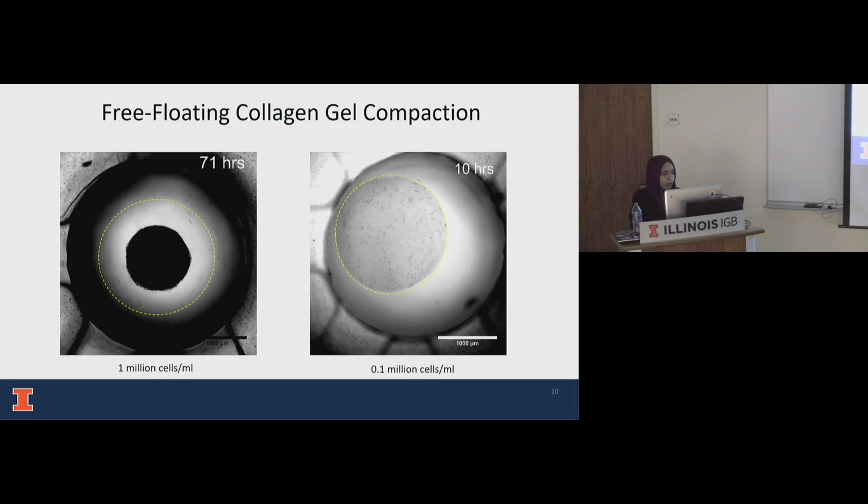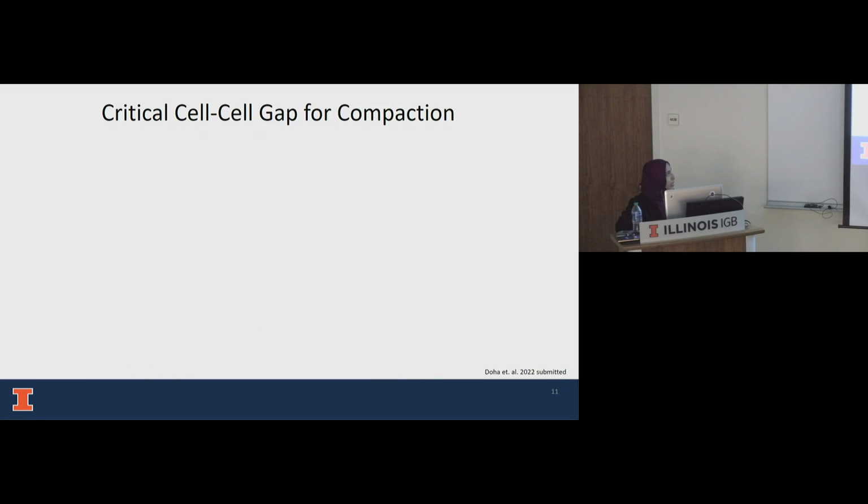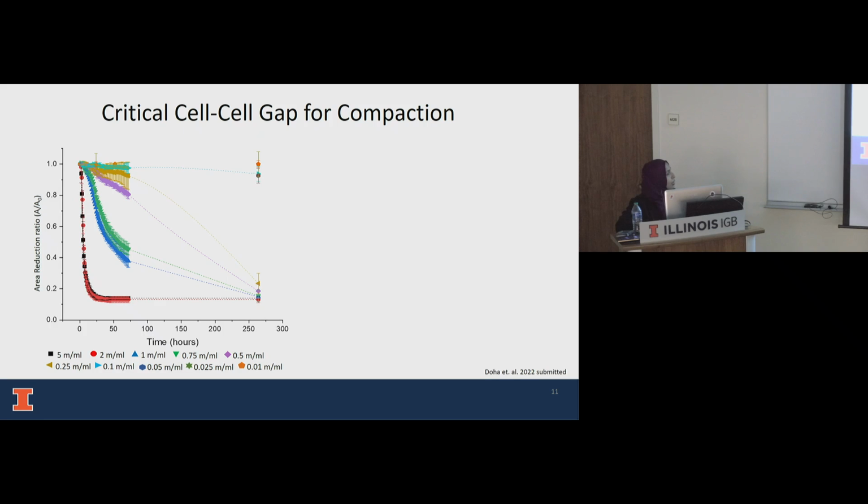However, when we have a very low cell density, for example 0.1 million per ml, as you can see, as time progresses there is very negligible compaction, which is very similar to the other studies that I just mentioned before. So repeating these experiments with different initial cell densities, we did time-lapse imaging for 72 hours and found that the rate is different for each of them.